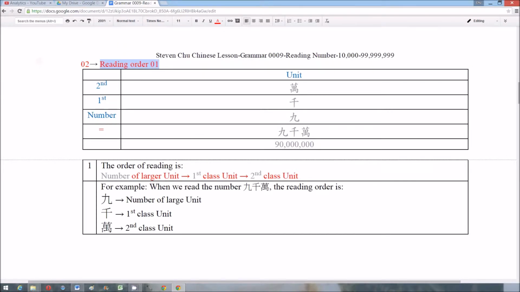Number 2. The reading order. We read the number of the larger unit first, and then the first class unit, and finally the second class unit. We use 90 million as an example. We read the number of units first, and then the first class unit and the second class unit. So this number is read as 9千万.